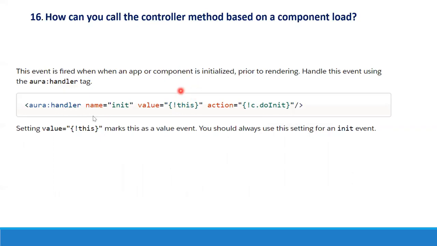We have to use name equal to init and value equal to this. The syntax is the same. If you want to use an aura:handler like the valueInit system event, these two, name and value, will be the same. The action you can give any name in the function name.